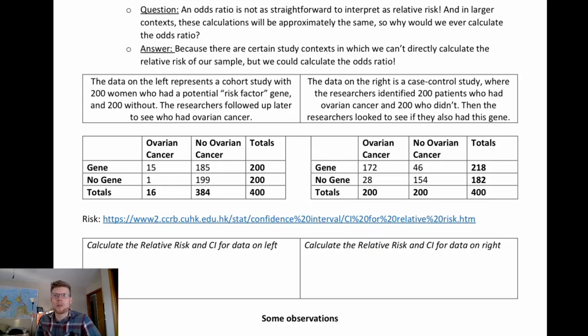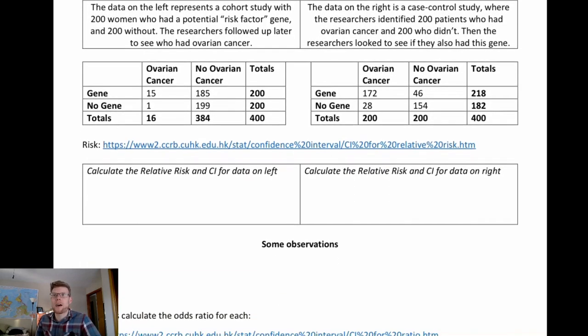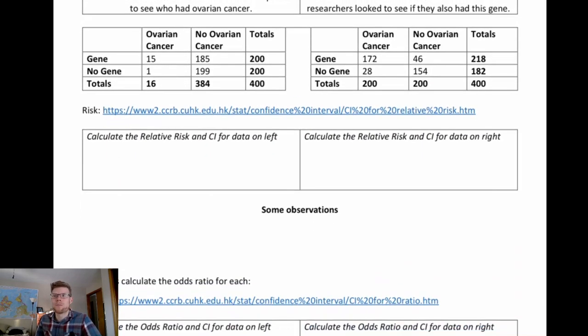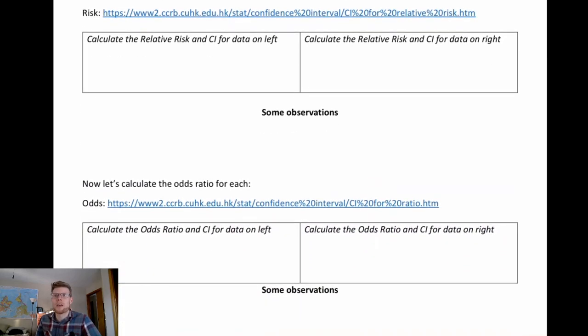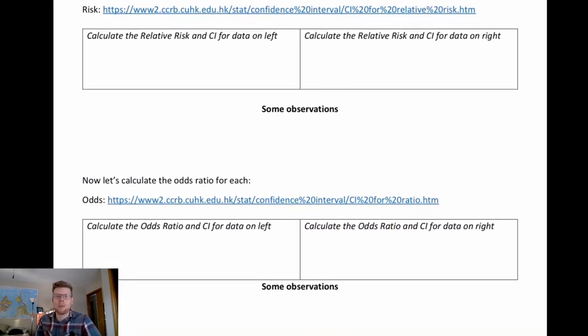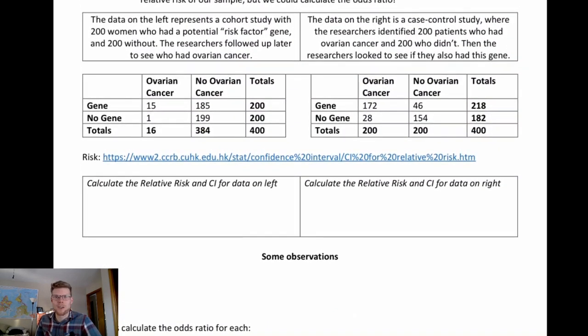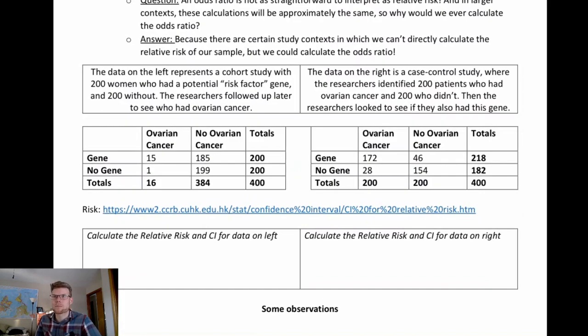So we're going to look at a situation here. We're actually going to look at two different study contexts with two different sets of data. We're going to calculate the relative risk values, make some observations, and then calculate the odds ratio values and make some observations, and see why the study context matters and how this affects things.